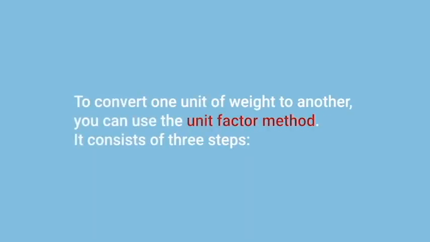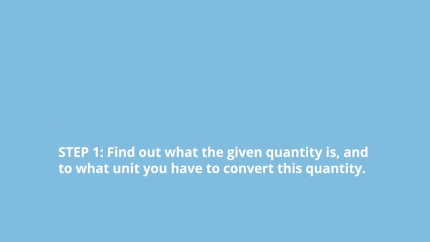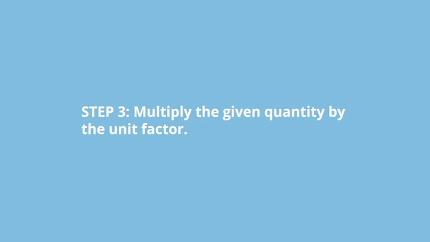To convert one unit of weight to another, you can use the unit factor method. It consists of 3 steps. Step 1, find out what the given quantity is and to what unit you have to convert this quantity. Step 2, set the unit factor that you need to make the conversion. Step 3, multiply the given quantity by the unit factor.